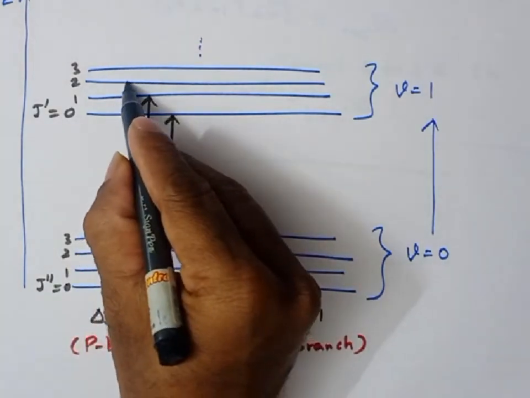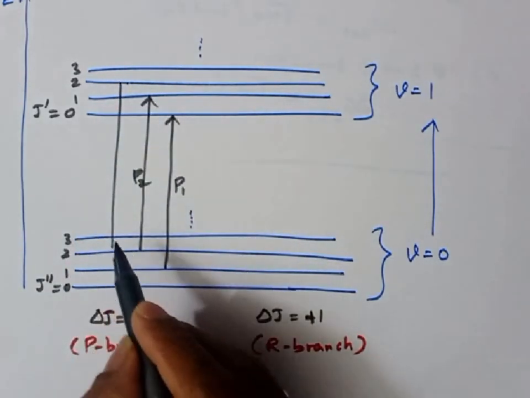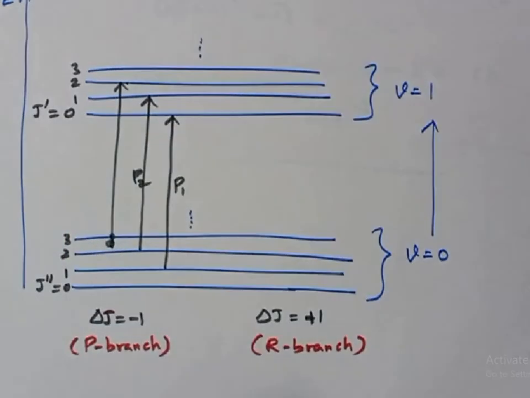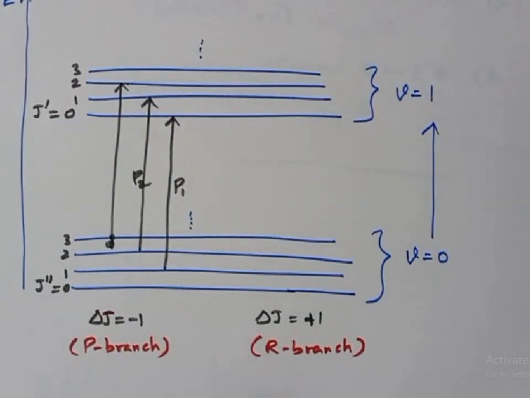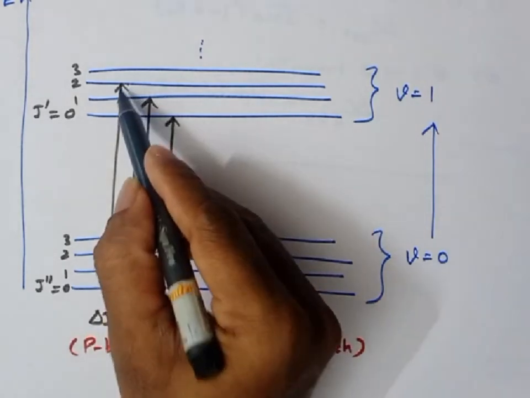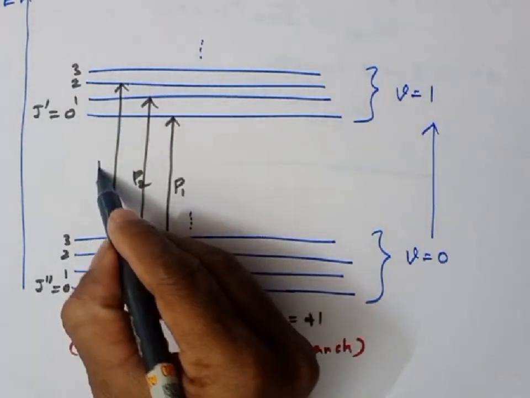Similarly, see this. Here to here. What is this line? Final is 2, initial is 3. 2 minus 3. Third P branch. Yeah, that is the third P branch line.